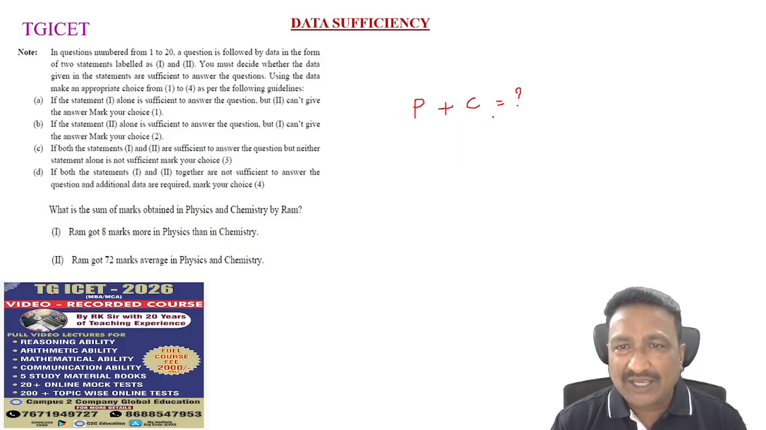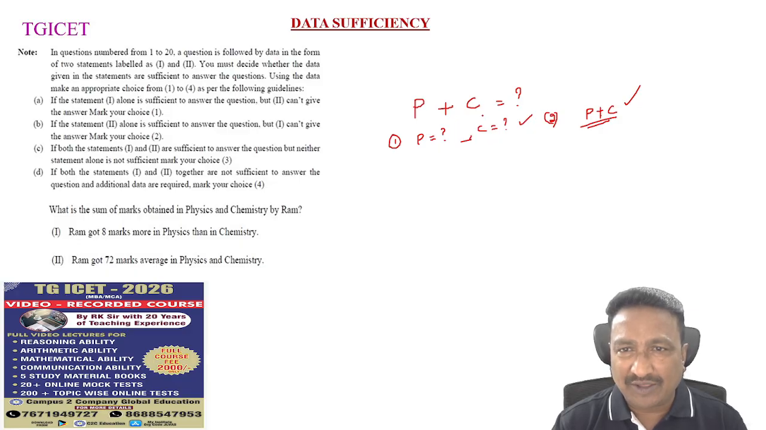Or otherwise, if we have any relation between the physics and chemistry total marks, by that also we can decide the answer. So in the first case, we can decide the answer when we know how many physics marks there are and how many chemistry marks there are. In this case, you can find the answer. In the other case, when we know the relation between the sum of the marks of physics and chemistry, by that also we can decide the answer. So always before solving the question, we have to think in how many ways we can answer this question. Right, friends? Now look at the first statement.